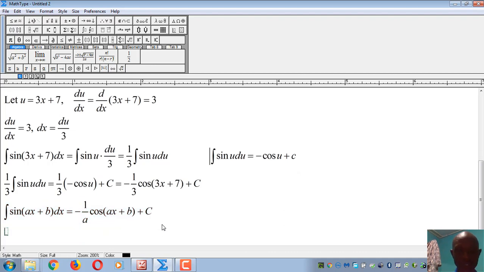So now let's look at another one. We are given cos 5x plus 7 dx. We are asked to integrate this. This is another example. I want us to see how I'm going to do it.